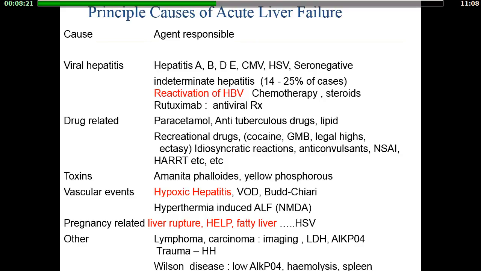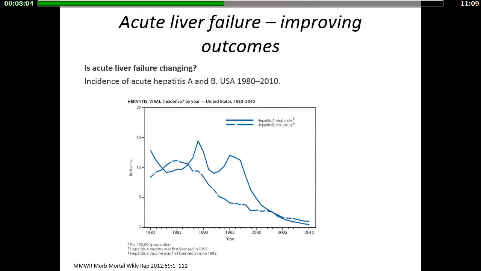Always be aware of lymphoma and carcinoma, characteristically high alkaline phosphatase, lower AST, and LDH often elevated. And Wilson's disease, characterized by a low alkaline phosphatase and evidence of Coombs negative hemolysis.